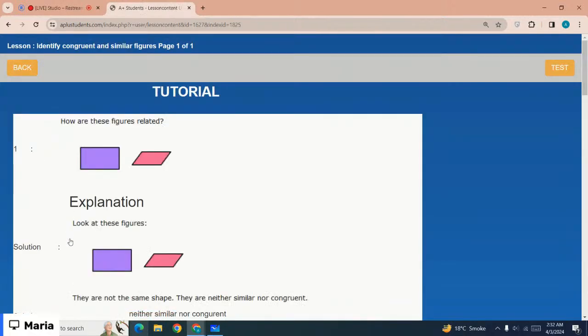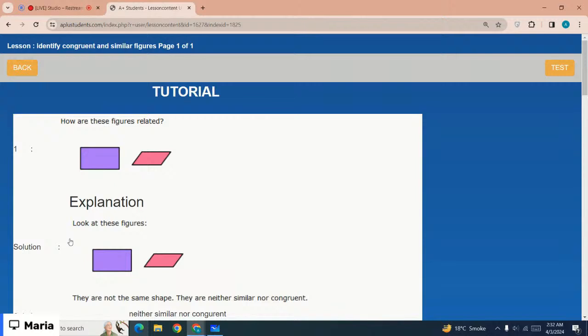Okay, are these figures related? You are given two of the figures. You have to see if they are related. So the correct option is no, right? They are not the same shapes. They have different measurements and shape also, right? So they are neither similar nor congruent, right? The correct option is they are neither similar nor congruent, right?